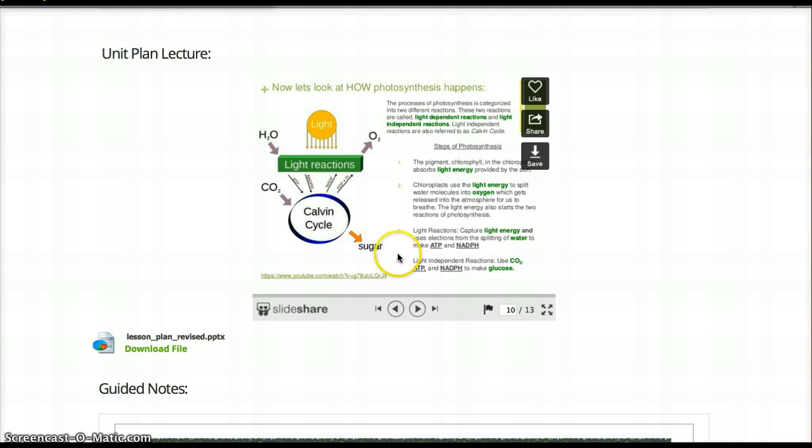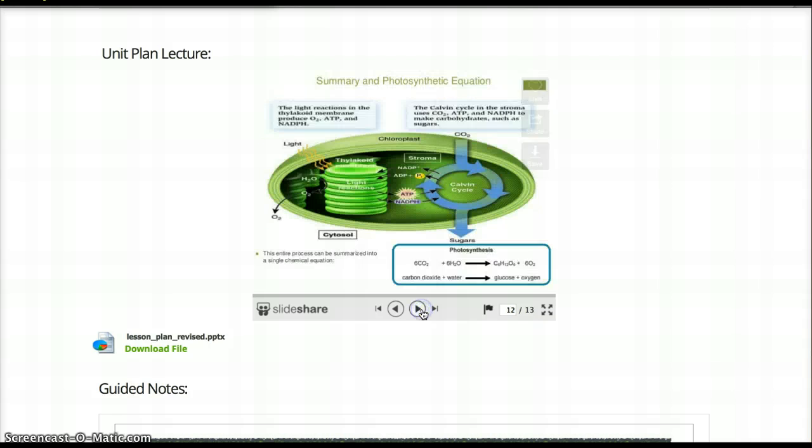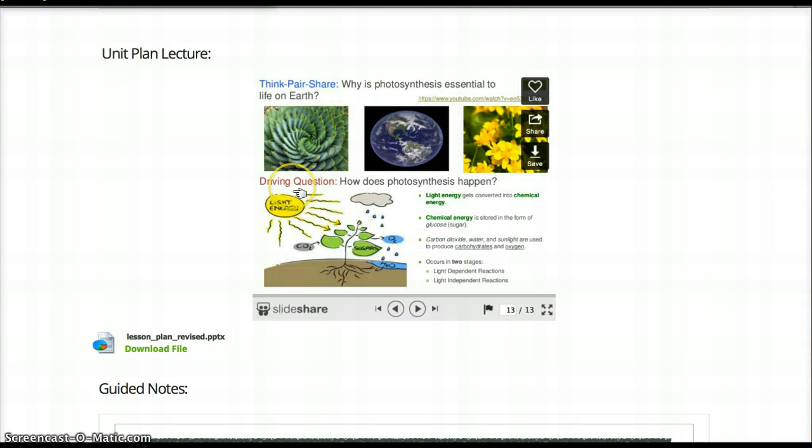ability. To supplement this, I've included a YouTube video for students to watch, because I know this is very conceptual, and I feel that it helps to have a video to look at exactly what's going on. So that is that. And as you can see, I do conclude the lecture answering the driving question of how does photosynthesis happen.